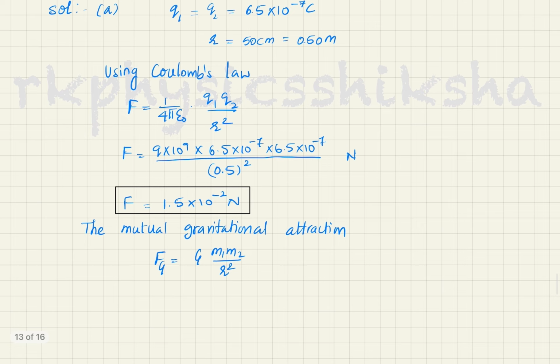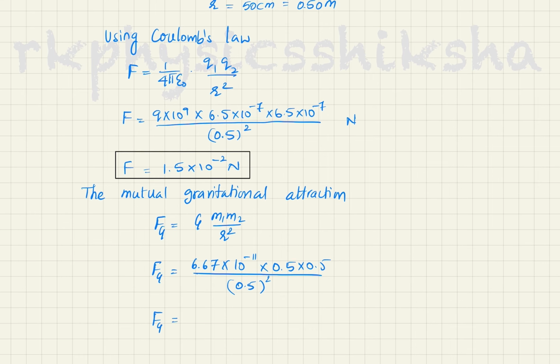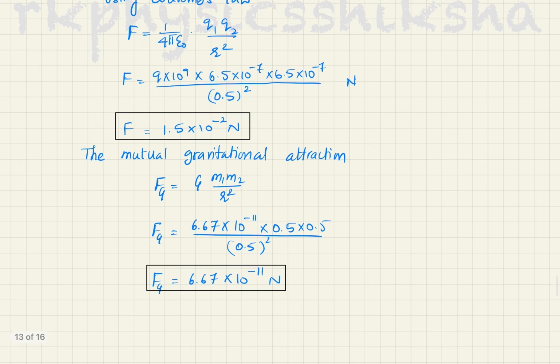In this case, G is the gravitational constant, which is 6.67 into 10 to the power of minus 11, into 0.5 into 0.5 divided by the square of the distance, 0.5 whole square. On simplifying this, the gravitational force of attraction between these two masses is 6.67 into 10 to the power of minus 11 newtons. If you observe both the values of the electrostatic force of repulsion and the gravitational force of attraction, we can clearly say that Fg is very small compared to the force of repulsion in air.